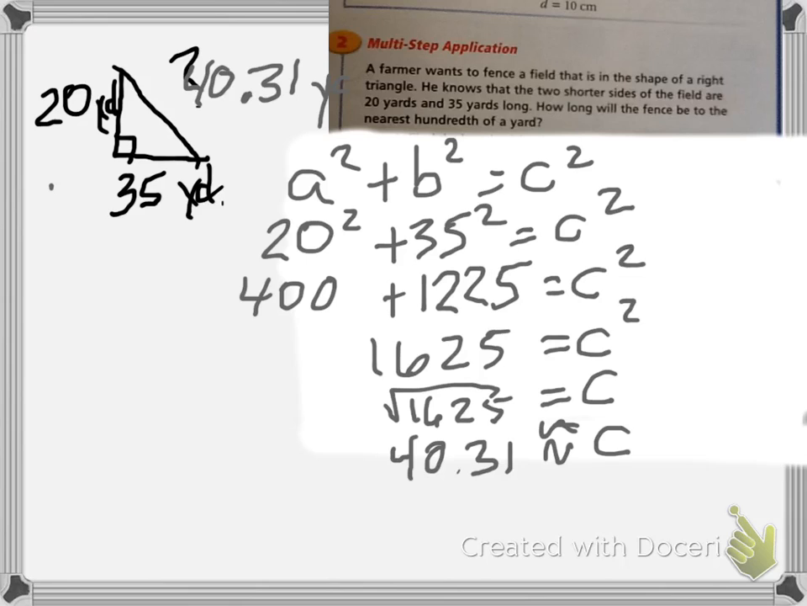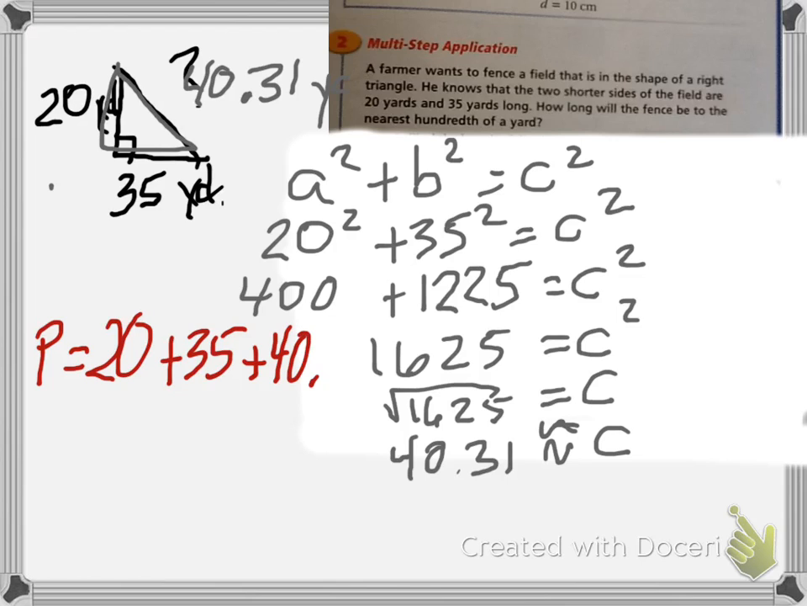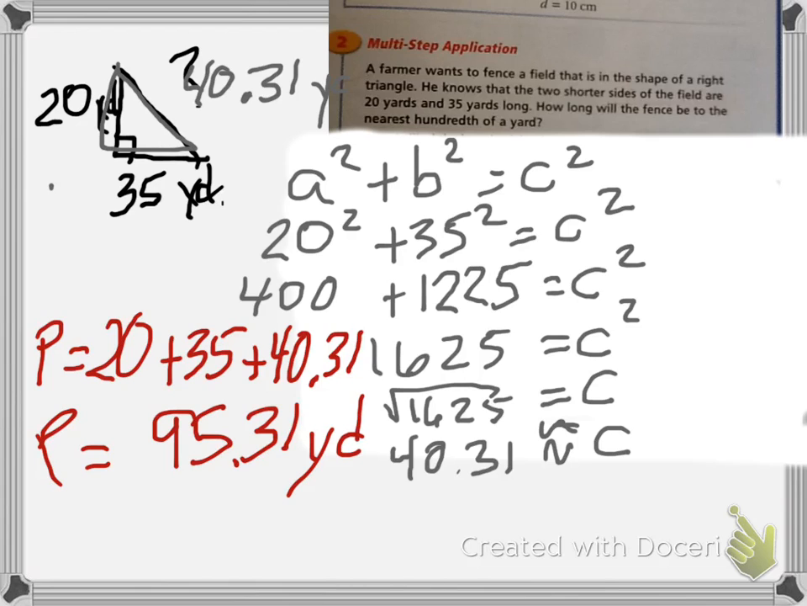Okay. Sorry about that. Okay, so now that we have all three sides, we can find the perimeter, which is what that's asking us. How long will the fence be? It's asking us for that whole piece around it. That's all the fence. So our perimeter then, let's change colors. It's going to be that 20-yard side plus the 35-yard side plus our new, the hypotenuse, what we just found, 40 and 31 hundredths side. Well, let's add them all up. 20 plus 35 gives us 55, plus 40 and 31 hundredths, that gives us 95 and 31 hundredths. And this whole time we are in yards. So how long will the fence be to the nearest hundredth of a yard? 95 and 31 hundredths yards.